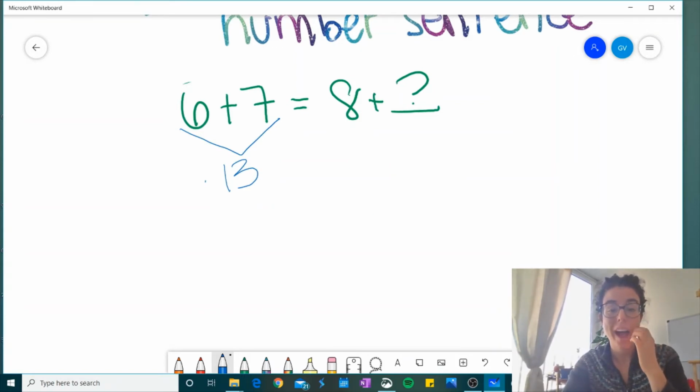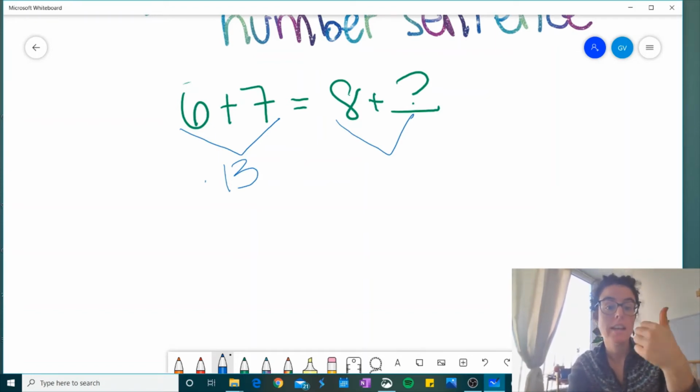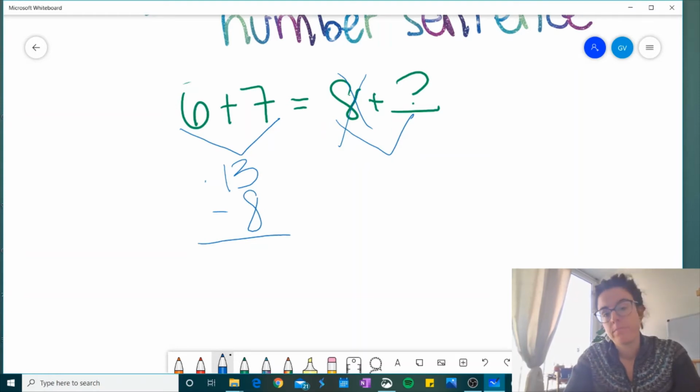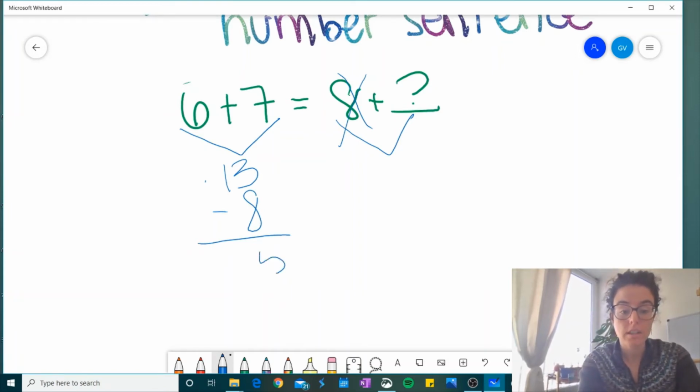Okay, so now we have to figure out how to make 13 with 8. So, you can use mental math, or you can count on your fingers, 8, 9, 10, 11, 12, 13, or we can use our subtraction method. So we can say goodbye 8 over here, goodbye 8 over here, then you do subtraction, and you can count on your fingers, you can count backwards, but you know that the answer is going to be 5 in this question mark.